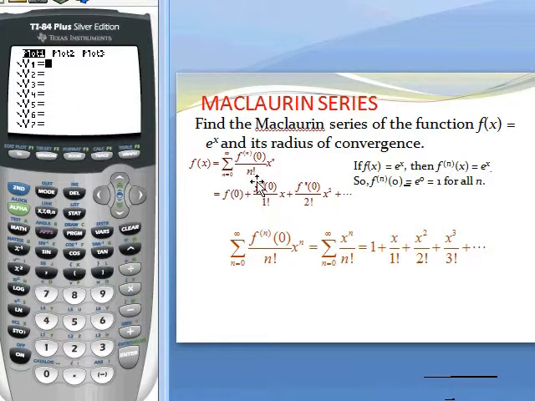You can write down what f of 0 is, f prime of 0 is, f double prime of 0 is, and as you know, the derivatives of e to the x are always e to the x, and e to the 0th power is 1. So the e's will disappear. All you're going to have is 1 plus x, x squared over 2 factorial, x cubed over 3 factorial, and so forth.